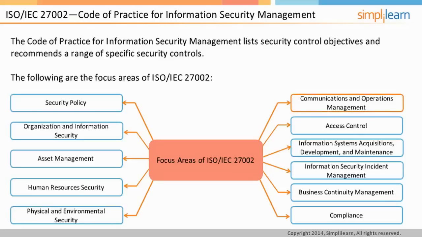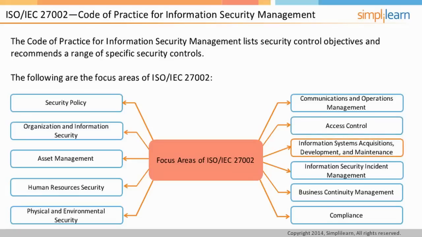Communications and operations management ensures the proper and secure operation of data processing facilities by protecting software, communications, data, and the supporting infrastructure, as well as ensuring proper data exchange between organizations. Access control limits access to data, mobile communications, telecommunications, and network services, as well as detects unauthorized activities.